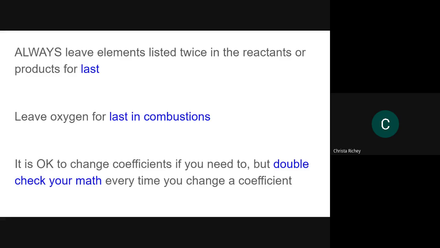There is no problem having to change a coefficient because you didn't put a large enough number there. But if you change a coefficient, you need to redo all your math and double check everything starting from the top. Every time you change a number, you need to start over again at the top and make sure you didn't mess something up. Once we start working these, you will see what I'm talking about.